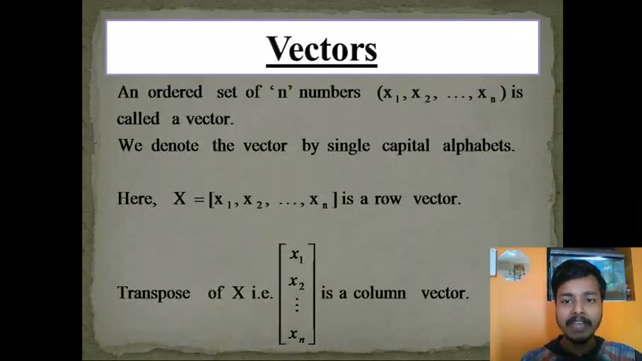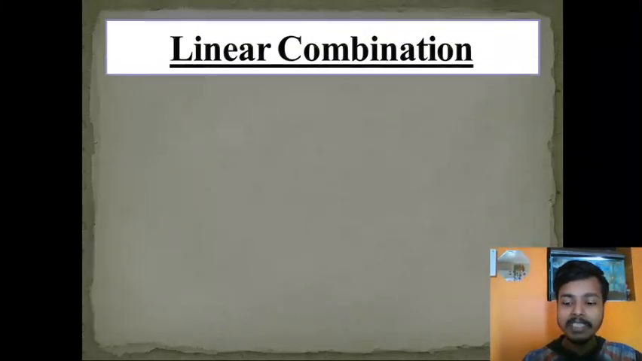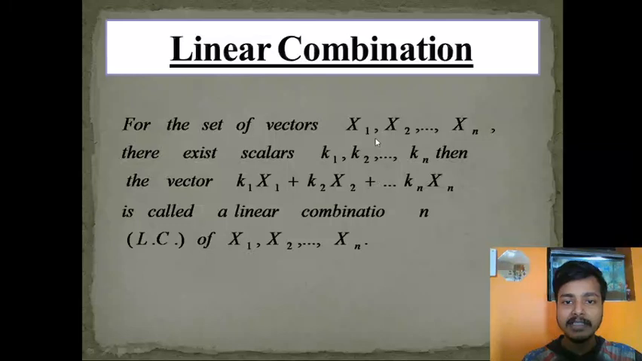An ordered set of n numbers x1, x2, xn is called a vector. We denote the vector by a single capital alphabet. Here x equal to x1, x2, xn is a row vector, and when you take a transpose of it, it is nothing but a column vector. Now the next thing is linear combination. Some set of vectors will be given to you, and for these vectors there exist exactly the same number of scalars. Then the vector formed by these vectors and scalars is called a linear combination of x1, x2, xn.